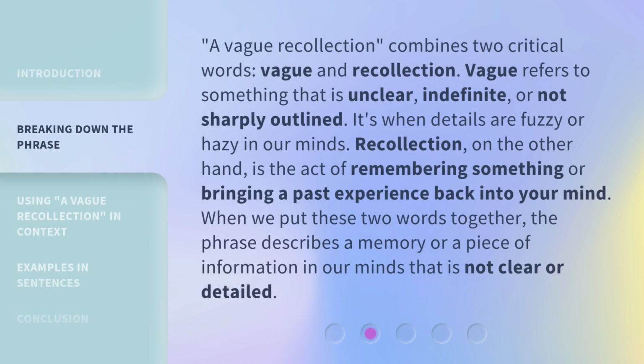A vague recollection combines two critical words, vague and recollection. Vague refers to something that is unclear, indefinite, or not sharply outlined. It's when details are fuzzy or hazy in our minds. Recollection, on the other hand, is the act of remembering something or bringing a past experience back into your mind. When we put these two words together, the phrase describes a memory or a piece of information in our minds that is not clear or detailed.